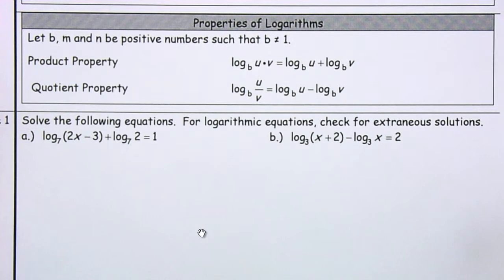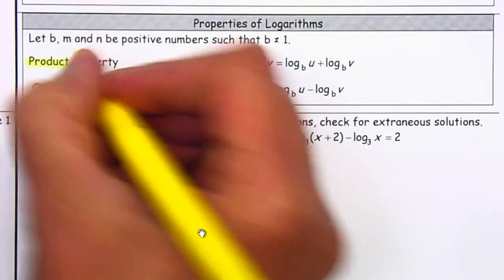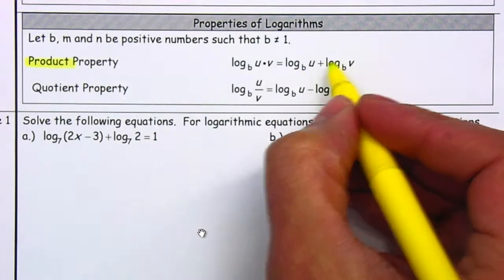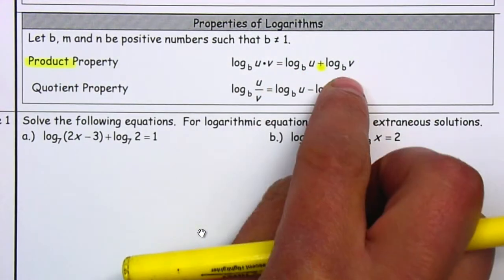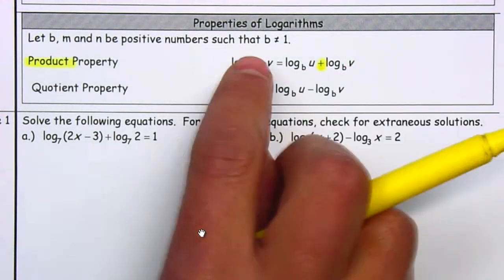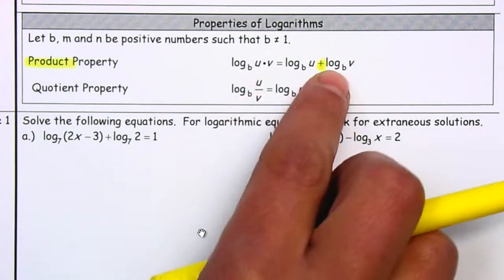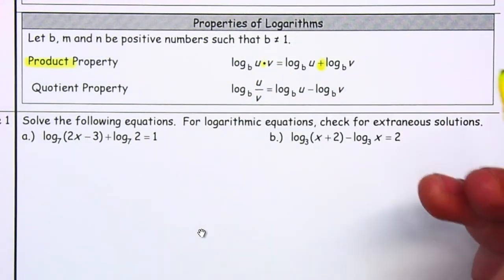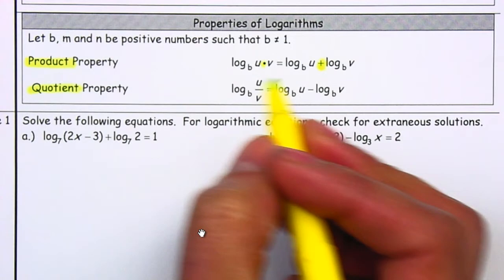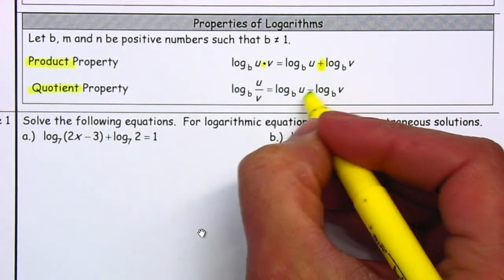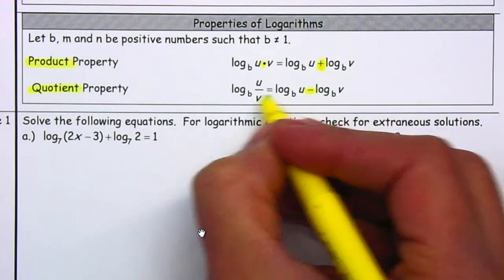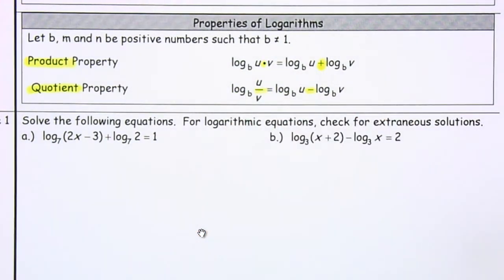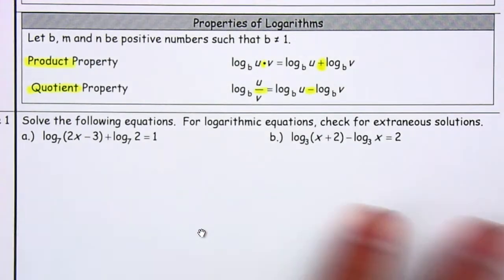The two properties: the product property will allow us to condense two logs that are adding with the same base into one log. And because they're adding, the u and the v now will be multiplying. The quotient property allows us to go from two logs that are subtracting and condense them into one log with a division in between. So let's look at example number 1.